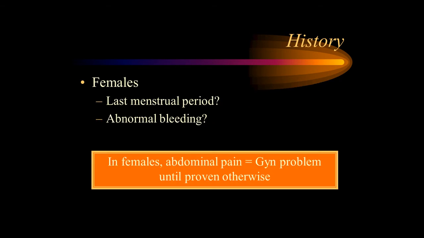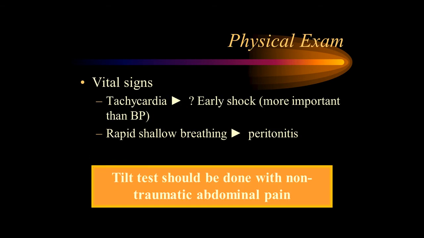Females, make sure you ask them when their last menstrual period was. Have they had any abnormal bleeding or other discharge? In females of childbearing age, especially, abdominal pain equals an OBGYN problem until proven otherwise. And that could be ectopic pregnancies, could be pregnancy, could be a lot of different things. Okay?